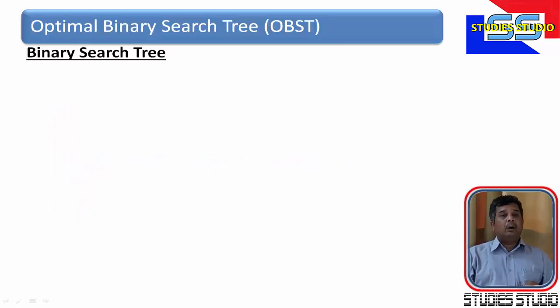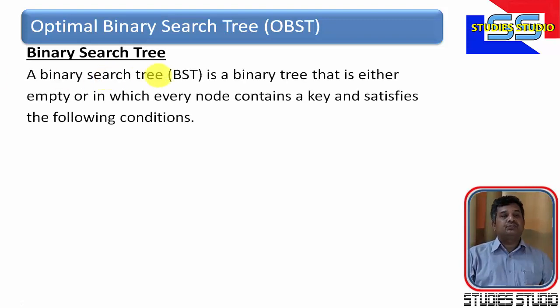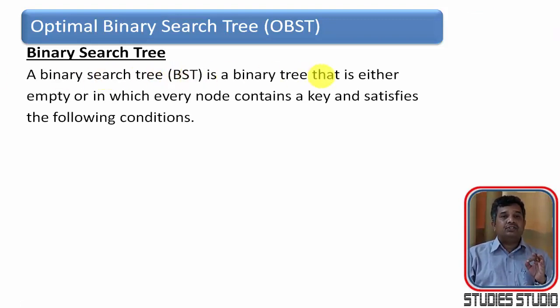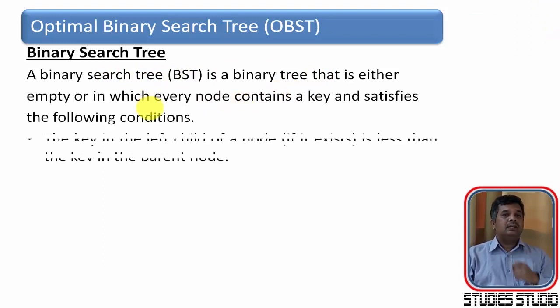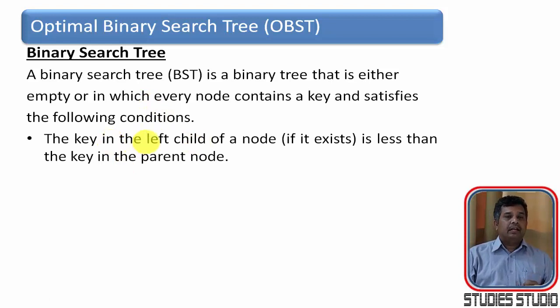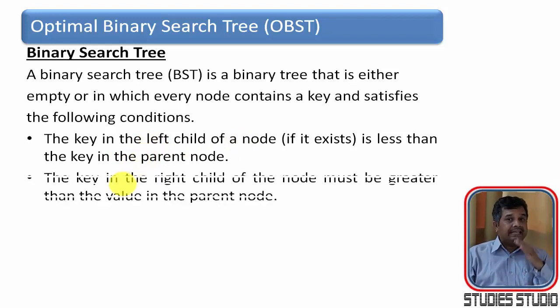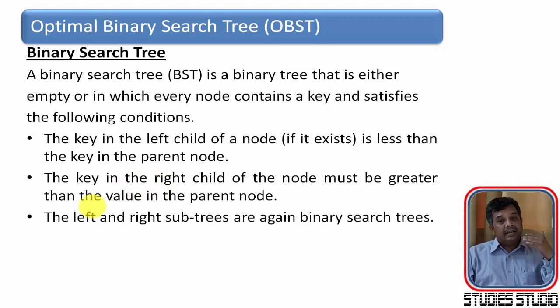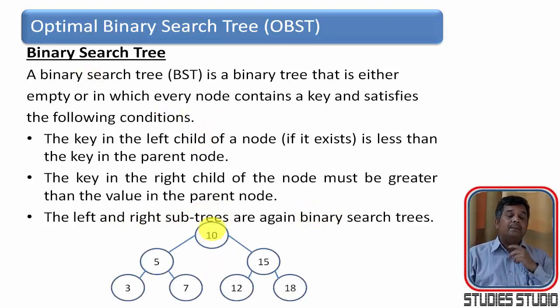Before going to learn about what is an optimal binary search tree, let us see what is a binary search tree. Basically, a binary search tree or BST is a tree which follows some conditions. It means in a binary tree, if the left node, if it exists, is less than the parent and the right node is greater than the parent, and all the left and right subnodes are again binary trees, then I'll say this is a binary search tree.